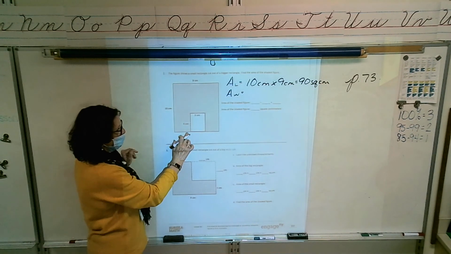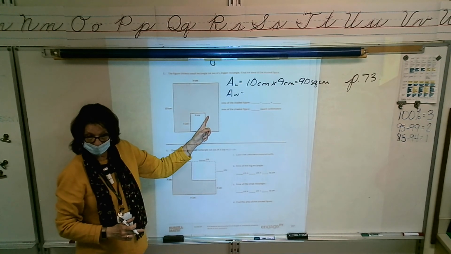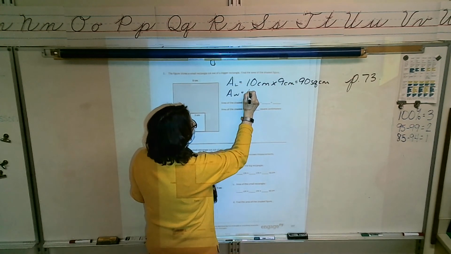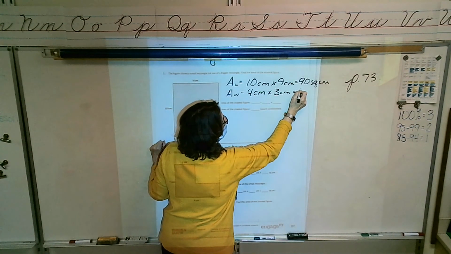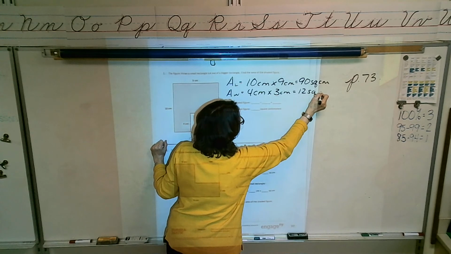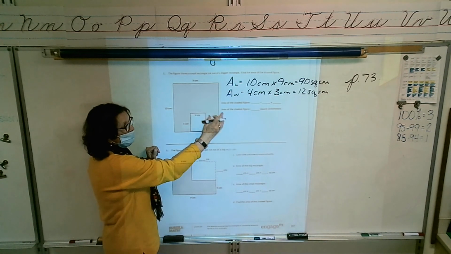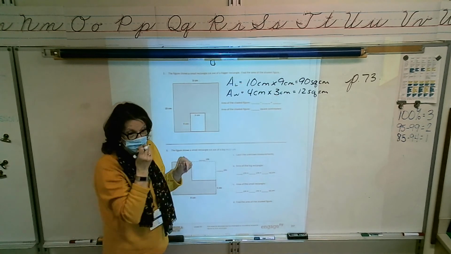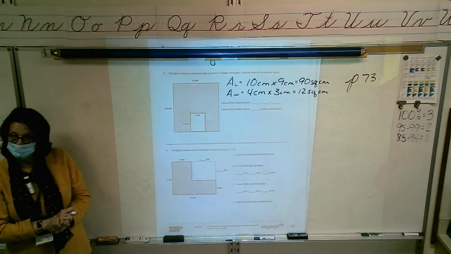Then if we wanted to find the area of the white part, well, the side lengths are 4 centimeters and 3 centimeters, so we multiply that. 4 centimeters times 3 centimeters gives us 12 square centimeters. And then here is where we find the area of just the shaded part. They gave us a subtraction number sentence to fill in. So what numbers will we put in that subtraction number sentence?